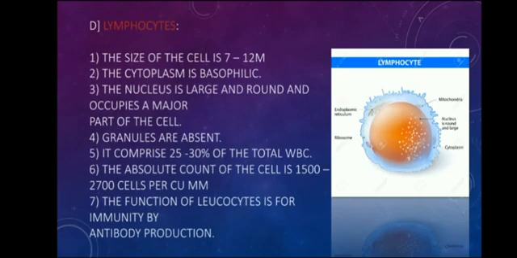Next one is lymphocytes. In lymphocytes, the size of the cell is 7 to 12 micrometer. The cytoplasm is basophilic. The nucleus is large and round and occupies the major part of the cell. Granules are absent. It comprises 20 to 25% of the total WBC. The absolute count of this cell is 1500 to 2700 per cubic millimeter. The function of the lymphocyte is immunity by antibody production.